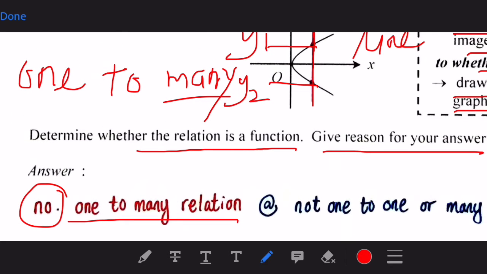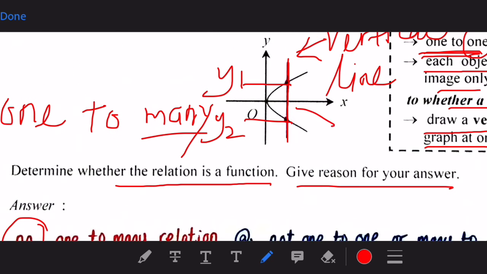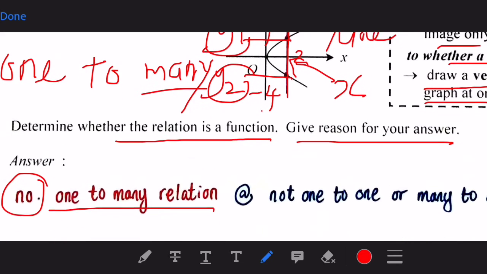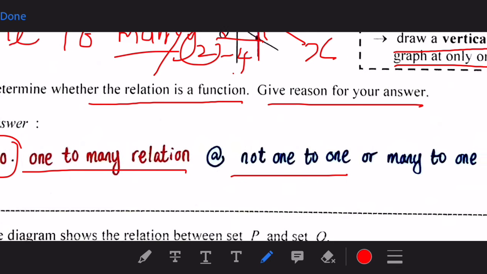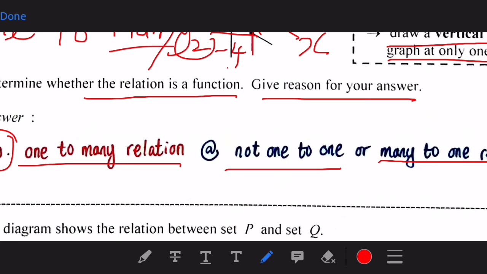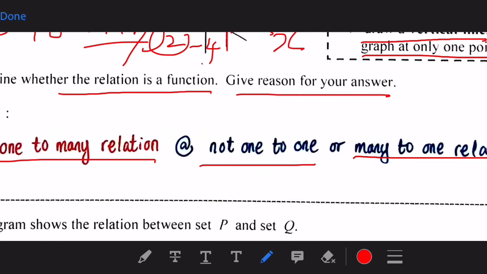So it's actually one-to-many. You can see that for one x here, you have two values of y, see or not? For example, x here is 2, and y can be maybe a positive value, maybe 4, and here maybe a negative, something like that. So you have two values of y, which means you have two images. So it is not a function, because for a function it must be many-to-one. That means a function must have only one y value. So this is a one-to-many relation, and it's not one-to-one or many-to-one. Only one-to-one or many-to-one are functions.